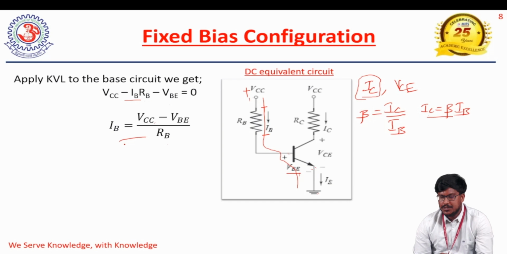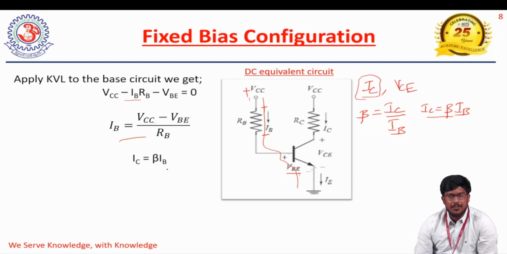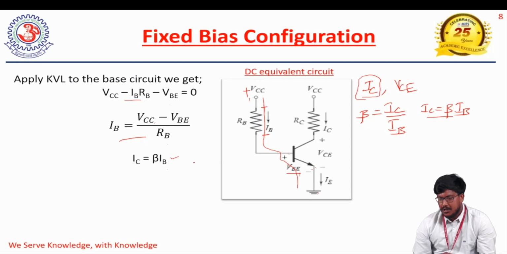Once you know the base current, we can determine the collector current as beta times IB. So IC equals beta IB. This is one operating point parameter, that is the collector current. To determine the collector current, we apply KVL for the base circuit. So this is one point. And in order to find the other operating point, which is nothing but VCE, we need to apply KVL for the collector circuit or the output circuit.